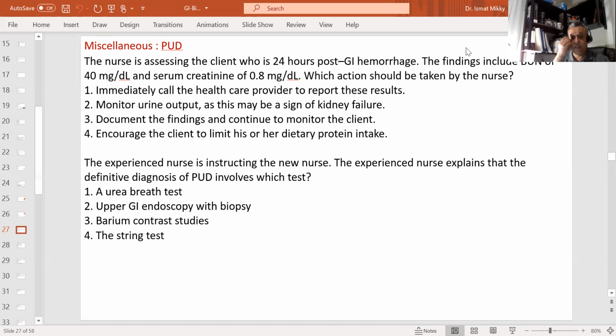The urea breath test only tests for the presence of the H. pylori. The barium studies do not provide an opportunity for biopsy and H. pylori testing. So two diagnostic tests can test for the presence of the H. pylori, which are the urea breath test and the string test.